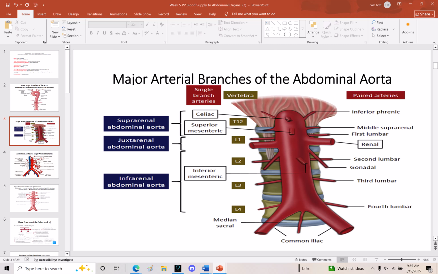All right. Now you notice right here, we're talking about L1, 2, 3, and 4. You see anything about L5? All right. L5 comes from the pelvic circulation. We'll talk about that in 2 weeks. Median sacral artery right here supplies the sacrum.